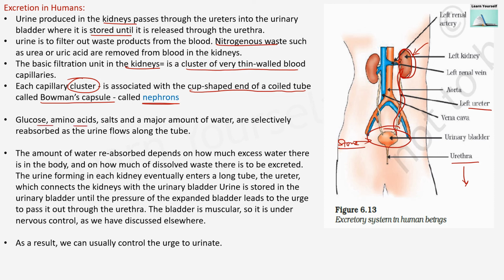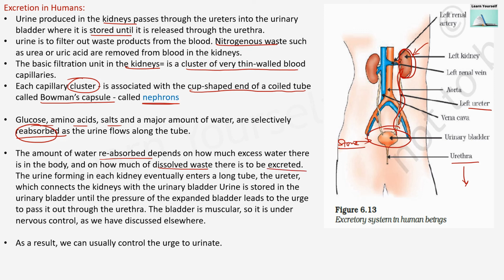Glucose, amino acid, salt, and a major amount of water are selectively reabsorbed as the urine flows along the tube. So these important materials will be there in the blood, and these materials will be reabsorbed into these walls as the urine flows along this tube. The amount of water reabsorbed depends on how much excess water is there in the body, and on how much dissolved waste there is to be excreted.